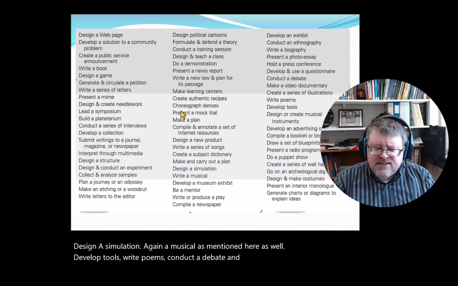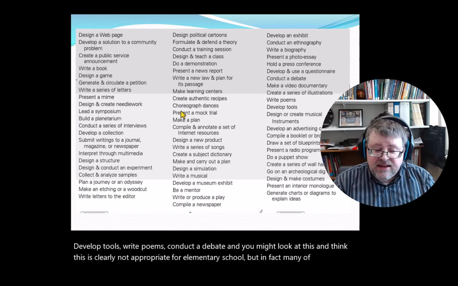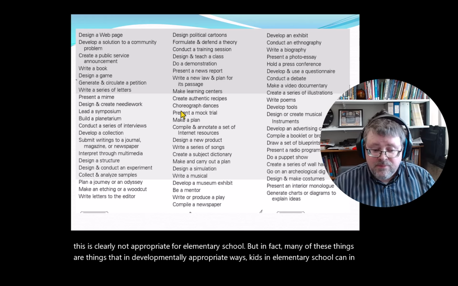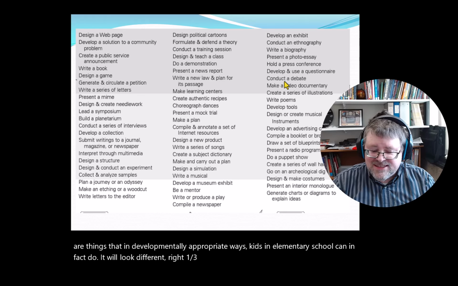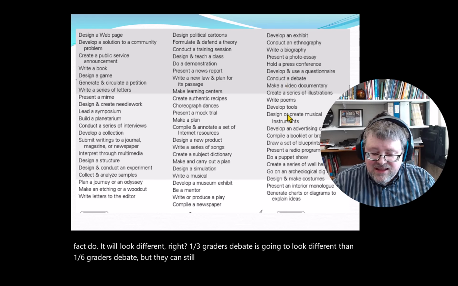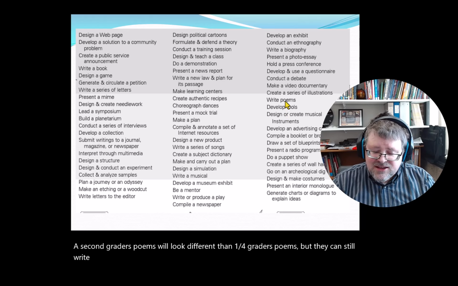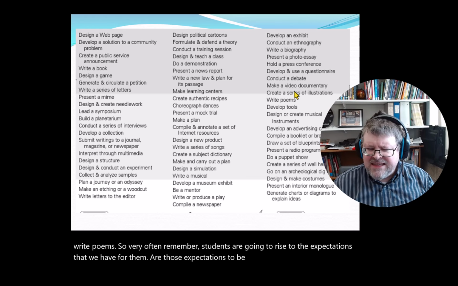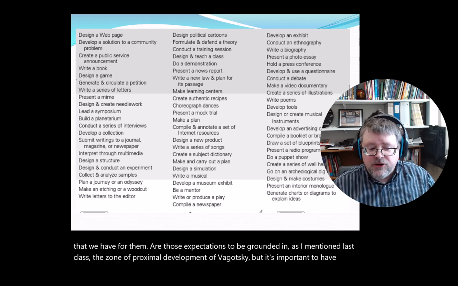And you might look at this and think this is clearly not appropriate for elementary school, but in fact, many of these things are things that in developmentally appropriate ways, kids in elementary school can in fact do. It will look different, right? A third grader's debate is going to look different than a sixth grader's debate, but they can still debate. A second grader's poems will look different than a fourth grader's poems, but they can still write poems. So very often, remember, students are going to rise to the expectations that we have for them. Now, those expectations should be grounded in, as I mentioned last class, the zone of proximal development of Vygotsky, but it's important to have high expectations for all of our students.